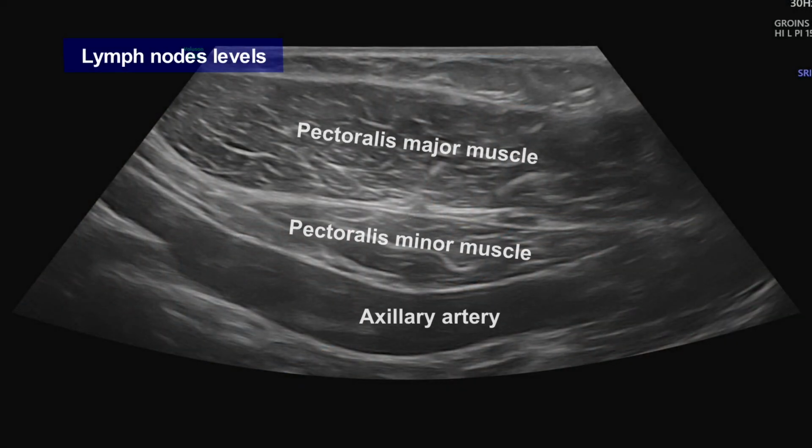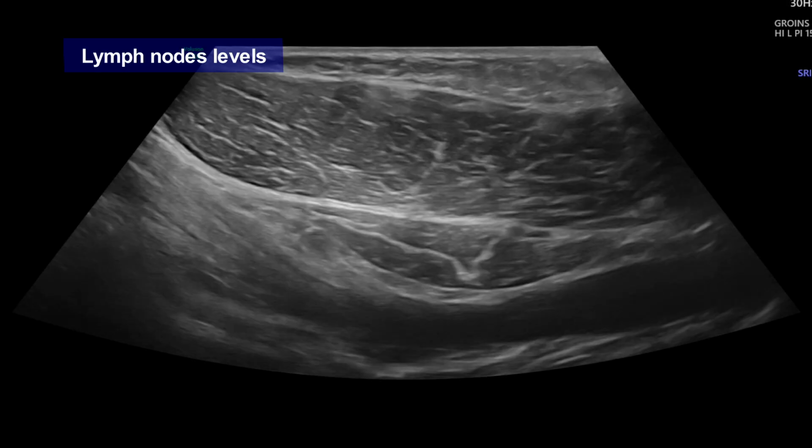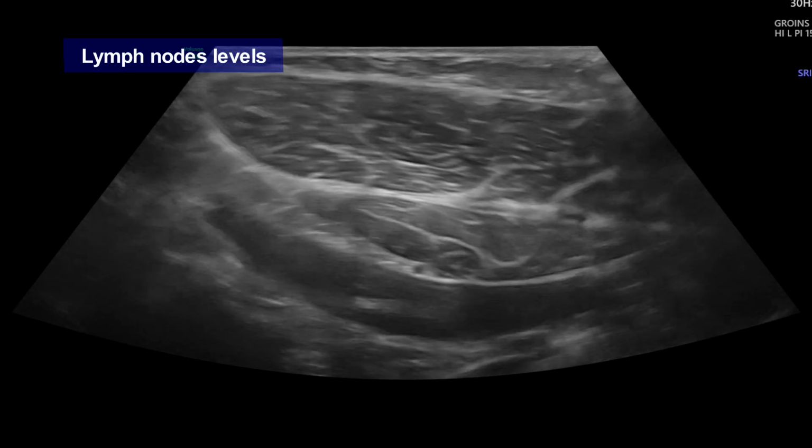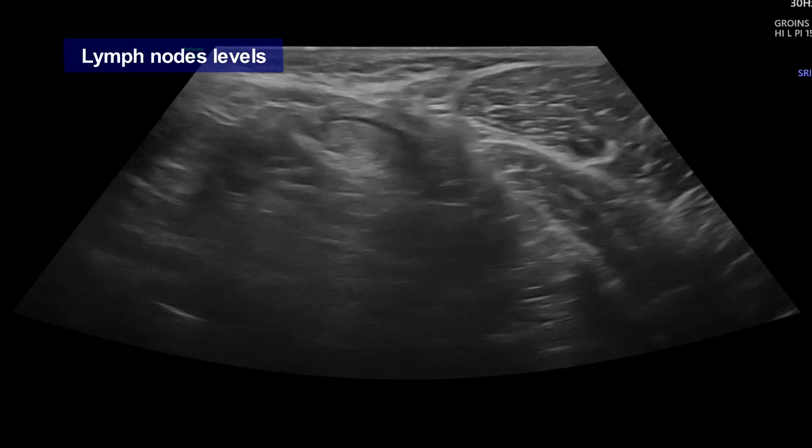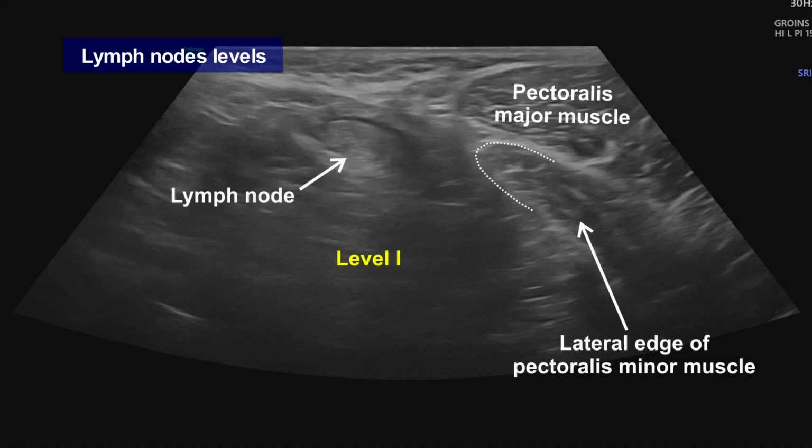The respective ultrasound clips are now shown. To visualize and evaluate the first level of lymph nodes, the probe is moved to the lateral edge of the pectoralis minor muscle. In this case, a few normal lymph nodes are observed.